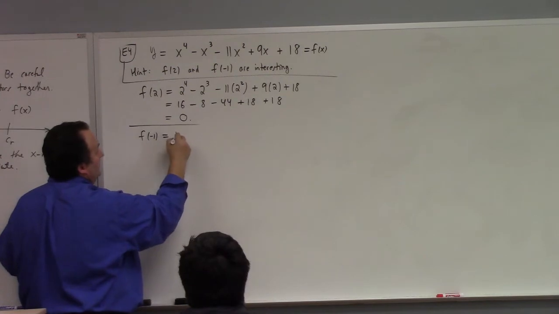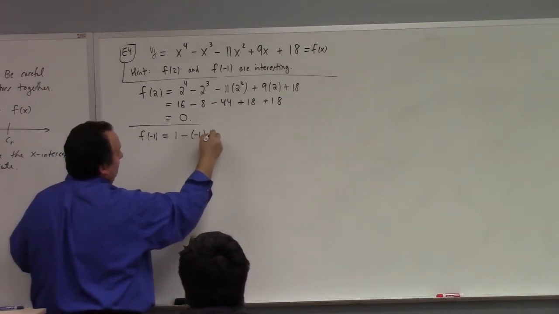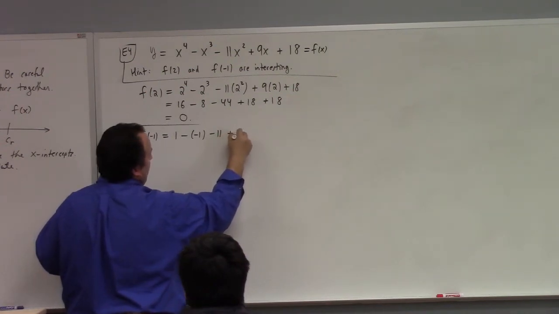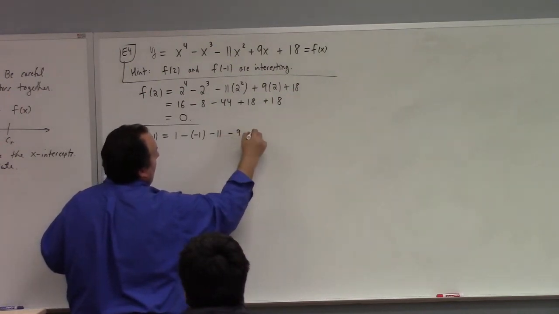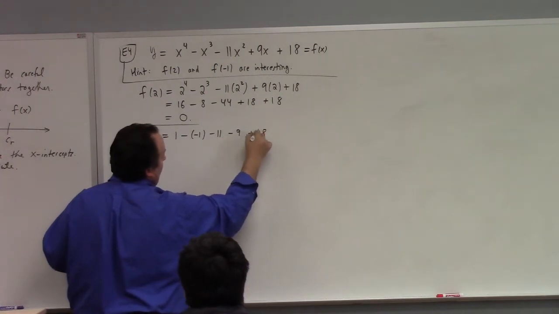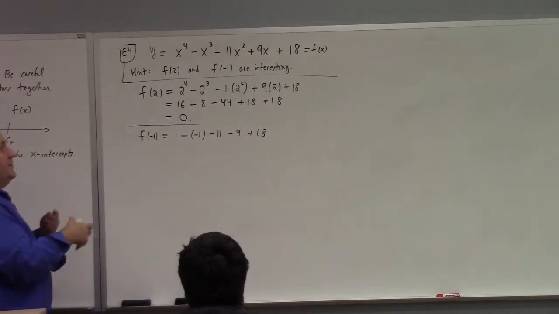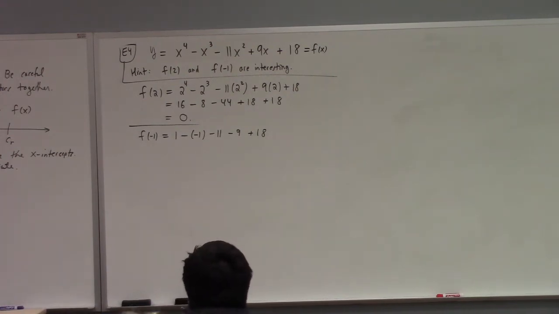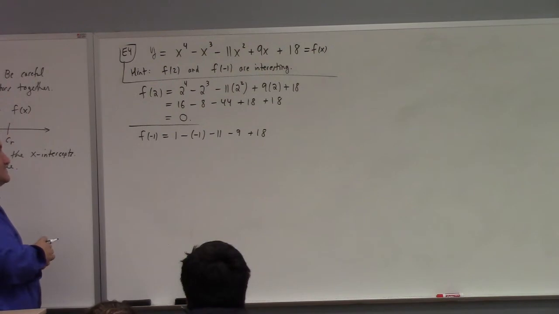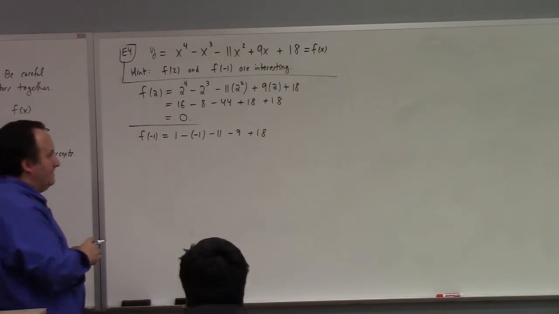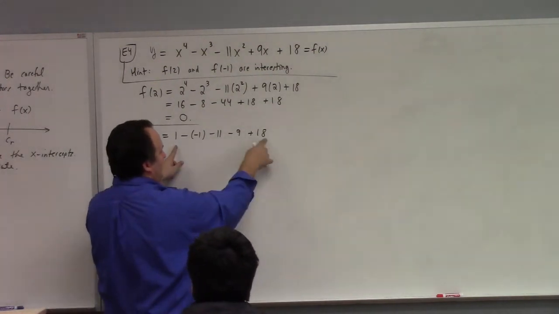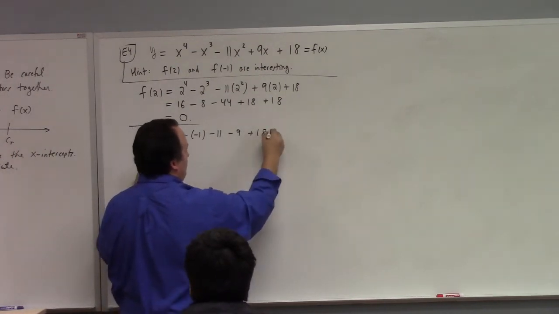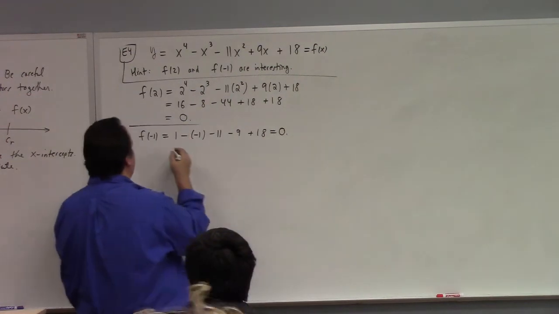So you got 1 minus a minus 1 minus 11 plus 9 times minus 1, right, which is minus 9, plus 18. So just be careful to square the minus and to cube the minus correctly. What's that work out to? So here you got 2 plus 18 is 20 minus 20. So 20 minus 20, also known as 0.